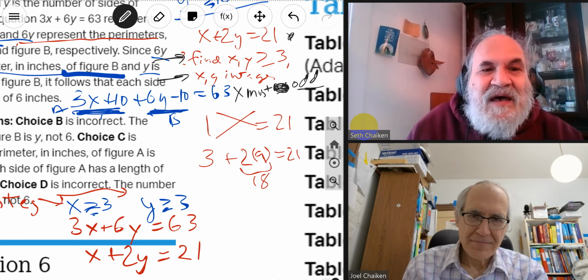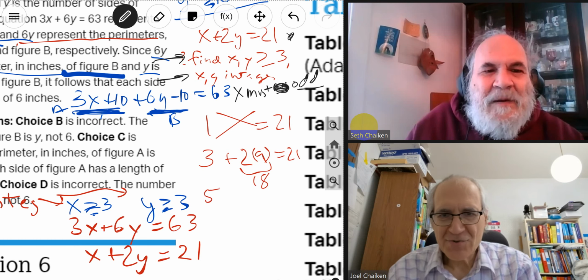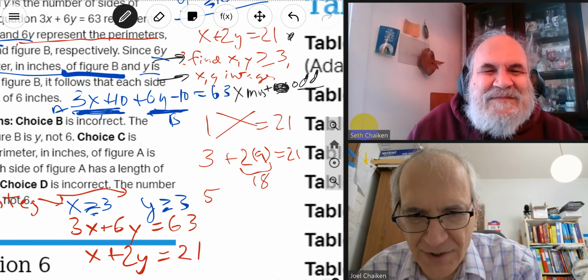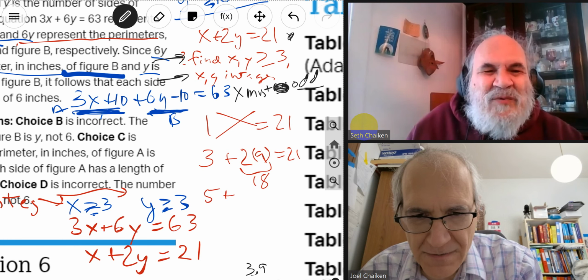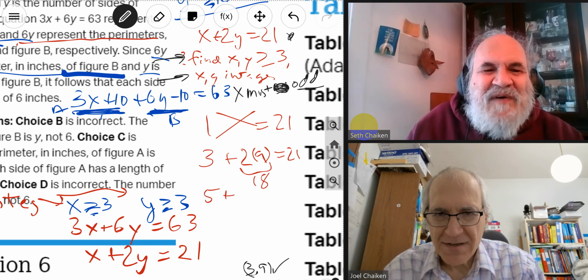Now, what about the next odd number for x? Let's write down 5. So you're saying 3 and 9 works. 3 and 9 work. Okay, give them a check. What about 5?